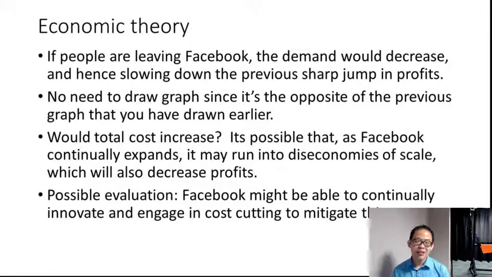So to complete this question, note that we have not said anything about cost, right? The theory behind firms' profit is total revenue minus total cost, so you should always talk a bit about cost. It's good to say that as Facebook continuously expands, as it grows bigger and bigger, it bought WhatsApp, it bought Instagram, it may run into diseconomies of scale, which will also decrease its profits. You may give a brief explanation, an example of a diseconomy of scale that might apply to Facebook. And a possible evaluation is that Facebook might be able to continually innovate and engage in cost cutting to mitigate this.